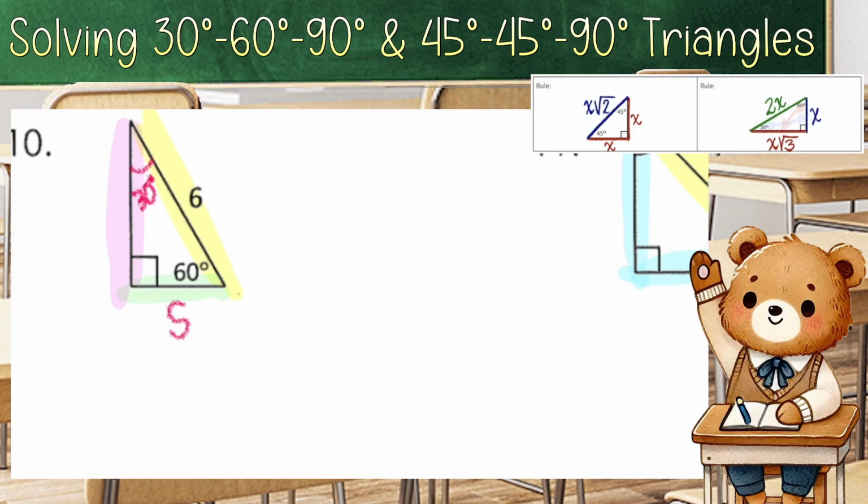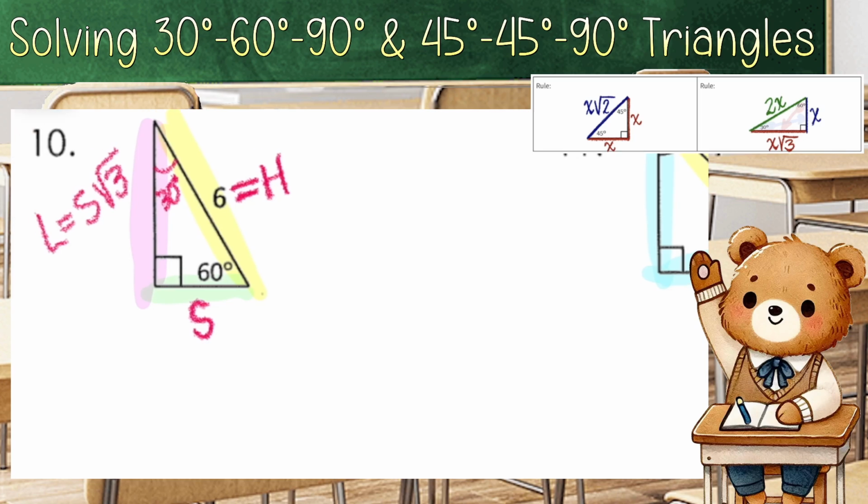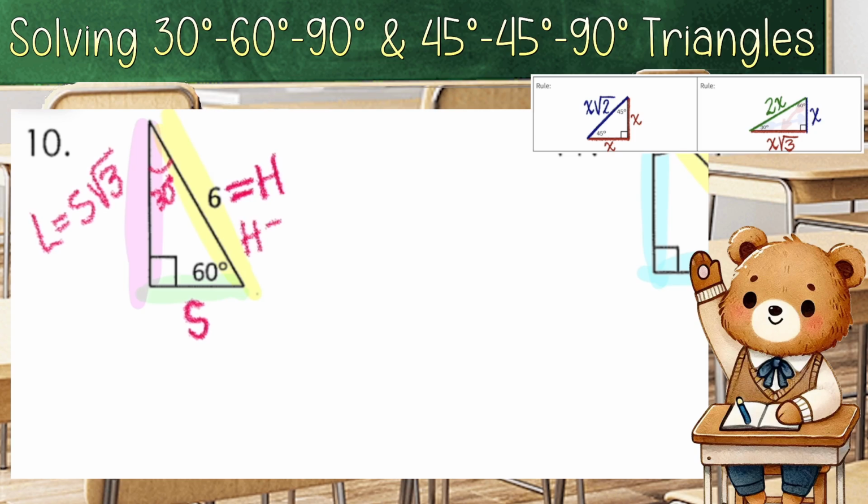That makes this side my short leg. Then my long leg is over here and my hypotenuse is over here, and that's the one that's given. I'm starting with h, the hypotenuse. So the rule is that the long leg, in terms of s at least, L is equal to s root 3, and the hypotenuse rule is it's equal to 2 times s. So being that I'm given the hypotenuse, I'm going to find the short leg first.